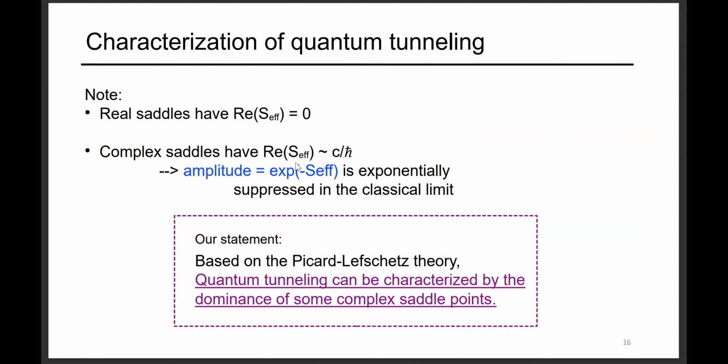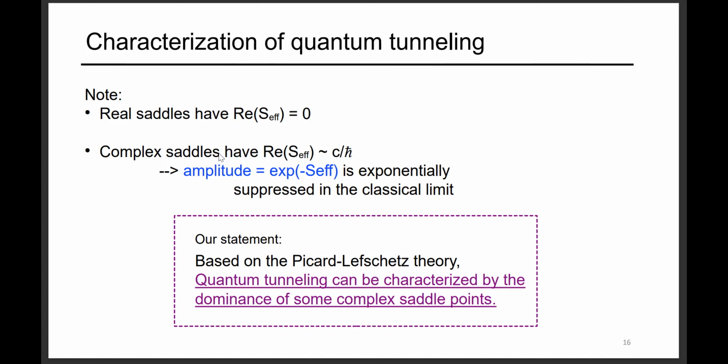And there is another note here that the real saddles actually have zero real part, as you have noticed already, because the effective action here doesn't have a real part. If the saddle is already on the real axis, it will not flow anywhere, so it will not gain a real part. So it is 0. Okay.